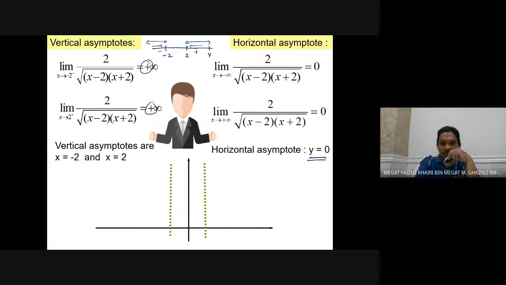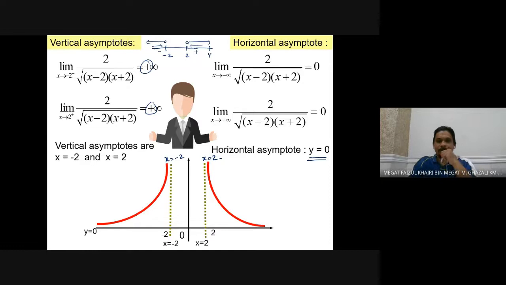Okay, so that is the vertical asymptote of x equals negative 2 and x equals 2. Okay. There you go. Okay, can you see? So this is the graph of 2 divided by the square root of x squared minus 4.